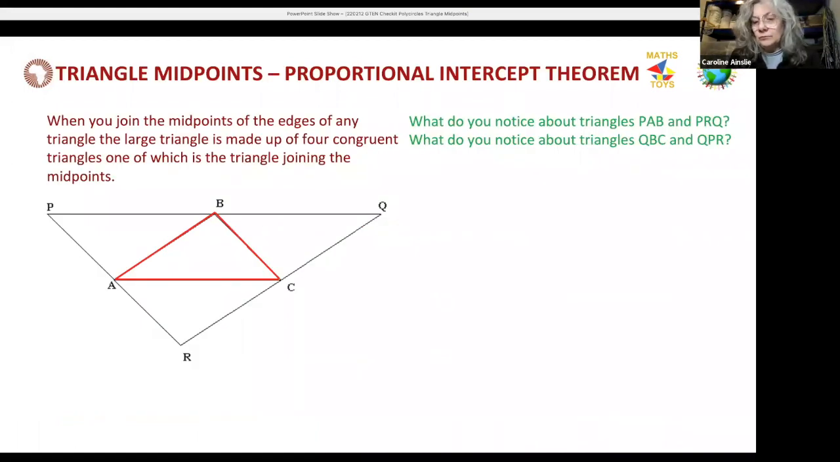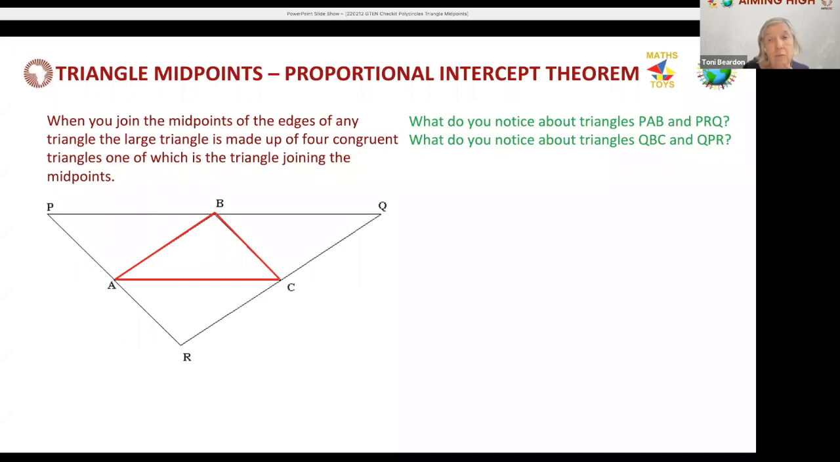So here you have got what is called the proportional intercept theorem. But in fact, and we mentioned it on a slide a couple of slides back, this is a bit simpler than the proportional intercept because these are midpoints. And so when you join the midpoints of the edges of any triangle, the large triangle is made up of 4 congruent triangles, one of which is the triangle joining the midpoints, which you've got in red there.